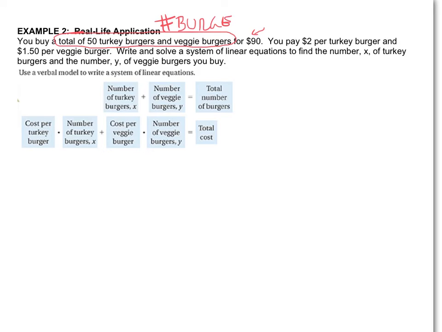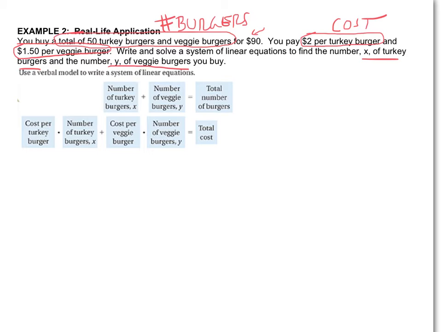So I could have 0 of one and 50 of the other. I could have 1 of one and 49 of the other. I could have 25 of both. That's what that first little phrase is telling me. The second sentence actually goes with that $90, and it talks about $2 per turkey burger and $1.50 per veggie burger, and when I put those together, I spent $90. So that's going to be the second part, which is dealing with a cost more than it is the number of burgers. It's also defining our variables for us. The turkey burgers are the x's, and our y's are the veggie burgers.